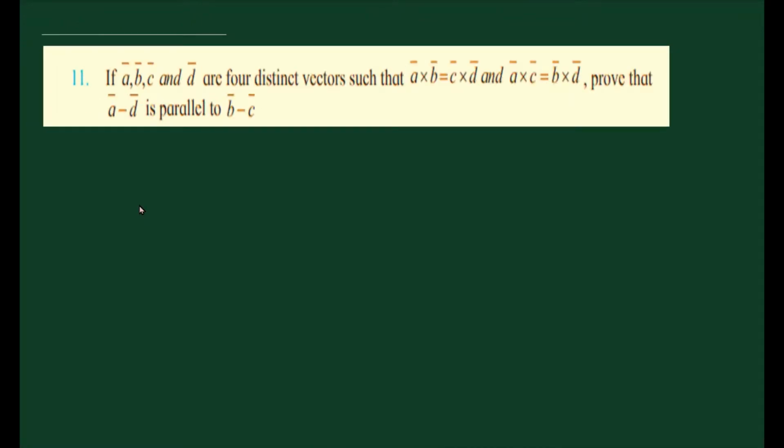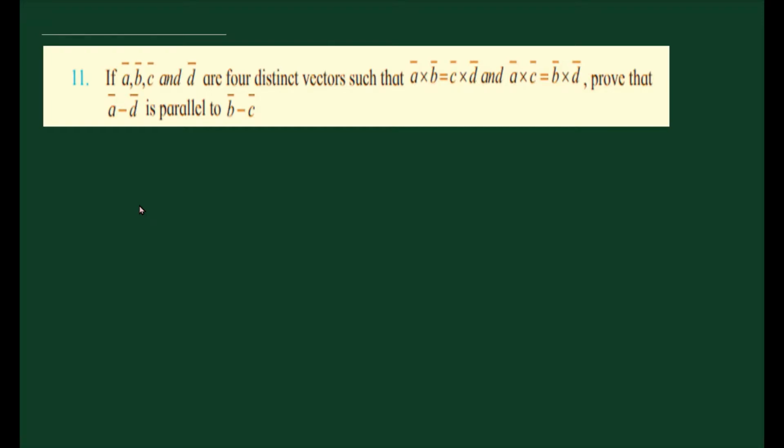Now in the next sum, the question is: if A, B, C and D are 4 distinct vectors such that A cross B is equal to C cross D and A cross C is equal to B cross D, prove that A minus D is parallel to B minus C. When we are dealing with the cross product, if you want to prove that two vectors are parallel to each other, we prove that their cross product is 0. So in this case, we prove that A minus D cross B minus C is equal to 0. That is what we are going to prove.